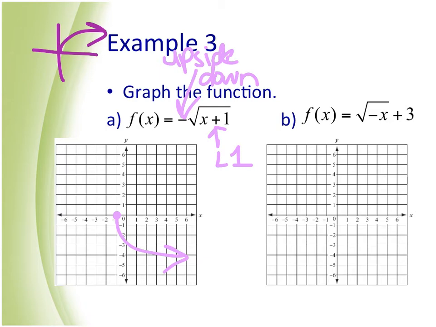For B, the negative is now on the inside, right? So it's going to point left. And the plus 3 after the square root means up 3. So I'm going to go up 3, plot a point, and point it left.